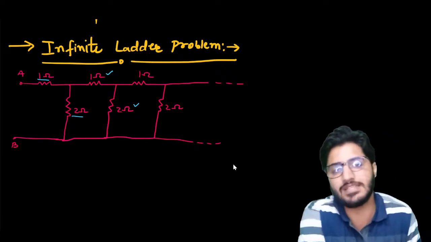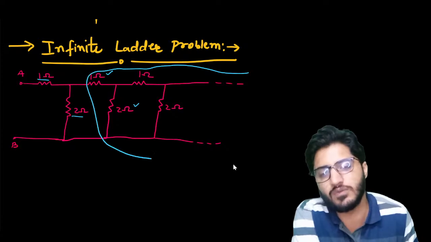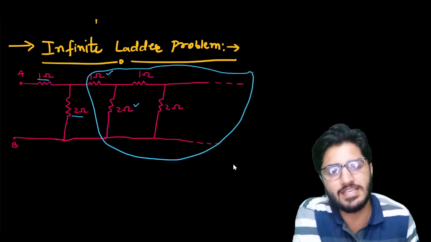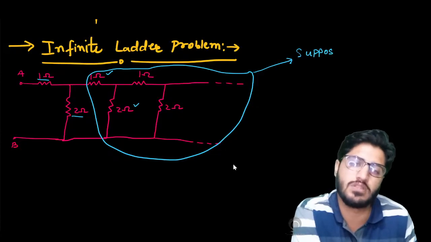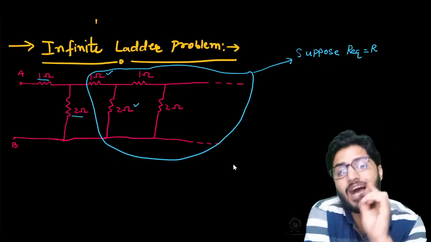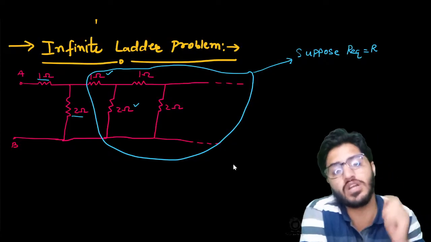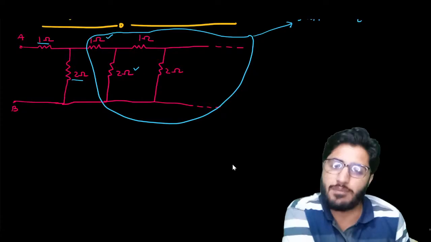What can we do now? Let us suppose this infinite network has R equivalent equal to R. Suppose R equivalent is equal to R. So now redraw the same thing. Can I make it like this now?